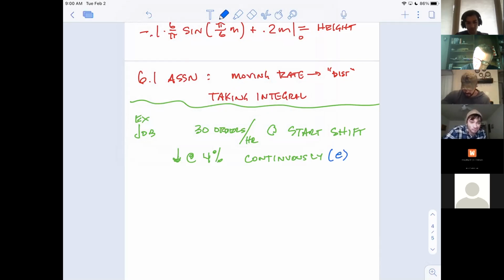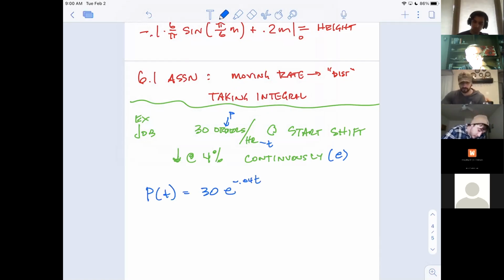So we'll say P as a function of t, production and time. And so orders is P and the hours is our time. So it's not seconds this time. That would be 30 times e to the negative 0.04t.